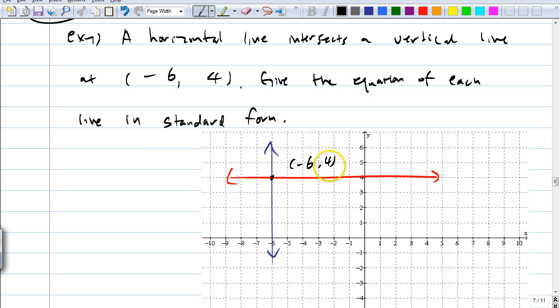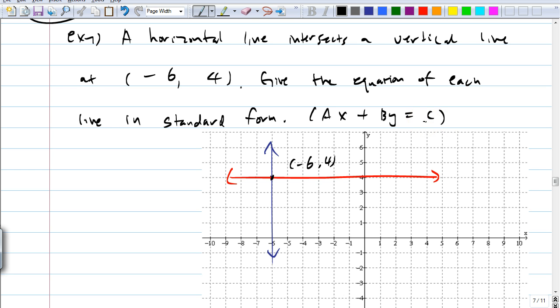So what do they want now? Okay, so they're intersecting at negative 6, 4. What do they want you to find? The equation of both of these lines, right? The equation of the horizontal line and the equation of the vertical line. That's what they want. And they want this in standard form. Does that make sense? Do you guys remember what standard form was? Ax plus By equals some number C.